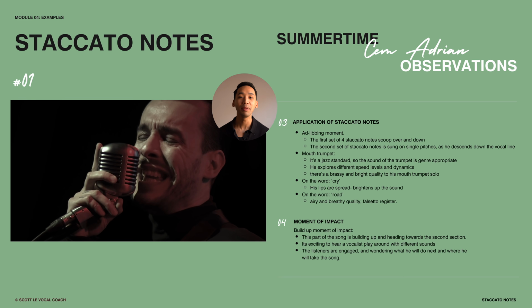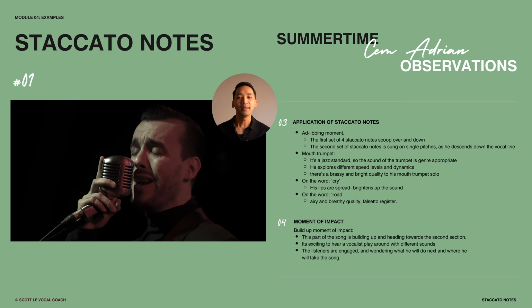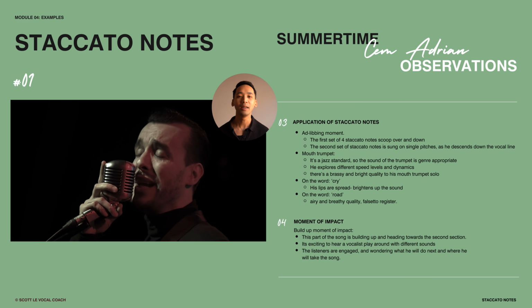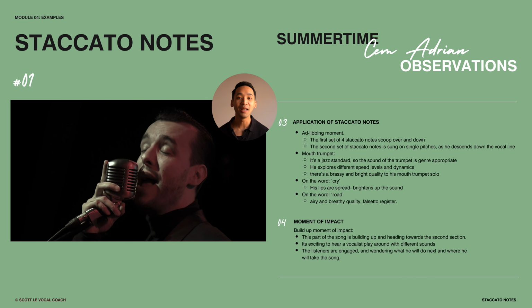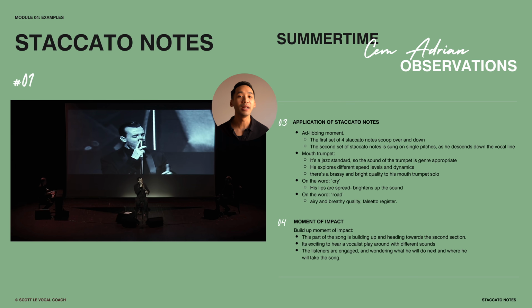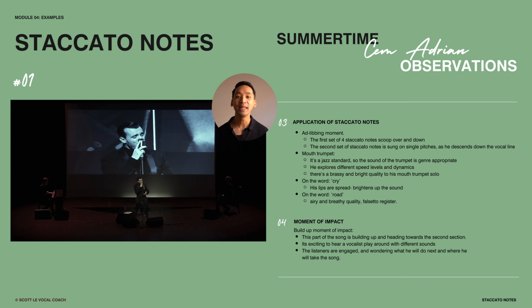Number 3, how does he apply his staccato notes in his song? He does this in 4 ways. Firstly, through his ad-libbing moments. The second set of staccato notes are sung on single pitches as he descends down the vocal line. Secondly, through his mouth trumpet. Summertime is a jazz standard, so the sound of the trumpet is really appropriate here. He's exploring different speed levels and dynamics. Again, there's a brassy and a bright quality to his mouth trumpet solo. And lastly, on the word road, there's an airy and a breathy quality to it. He's singing in his falsetto register. And finally, number 4, what moment of impact does he create for us?